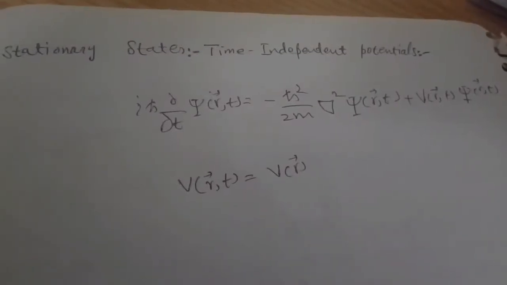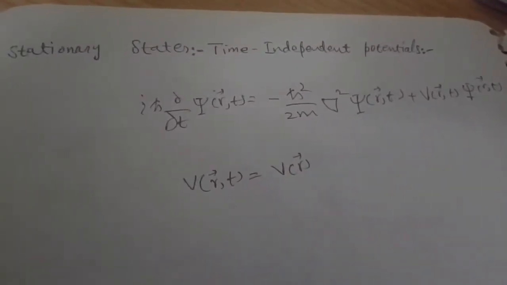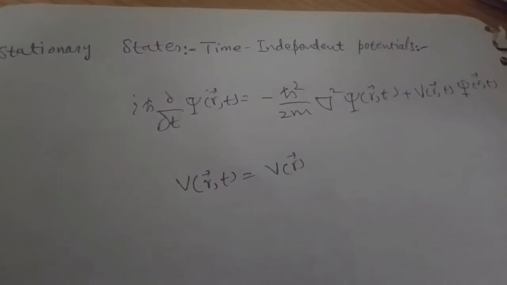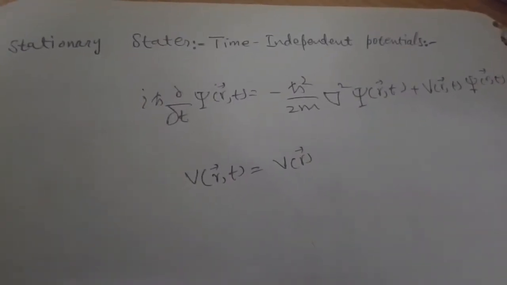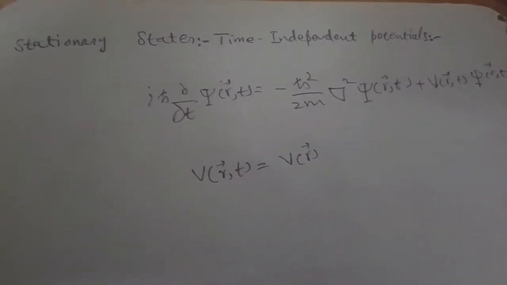Students, how are you? Today we'll start Zettili chapter number 3, article number 3.6.2. The article name is stationary states or the time independent potentials.